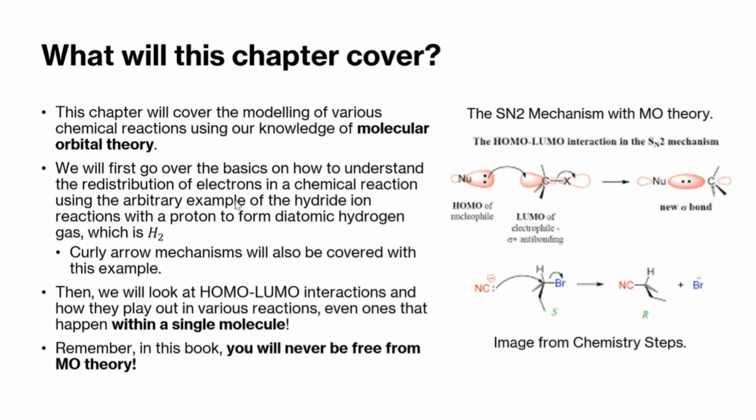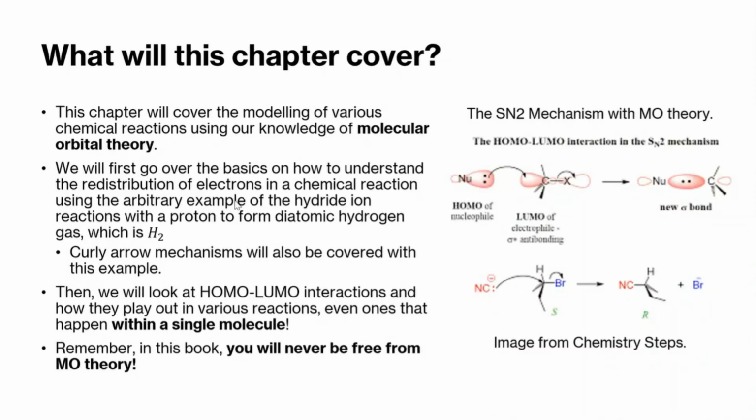This chapter will utilize, of course, our knowledge of molecular orbital theory. We'll take that knowledge and see how we can model various chemical reactions using it. We'll first go over the basics of how to understand the redistribution of electrons in a chemical reaction. For our first example, we're going to use the reaction between the hydride ion, H-, and a proton, H+. Both these reactants will end up forming diatomic hydrogen gas, which is H2, of course.